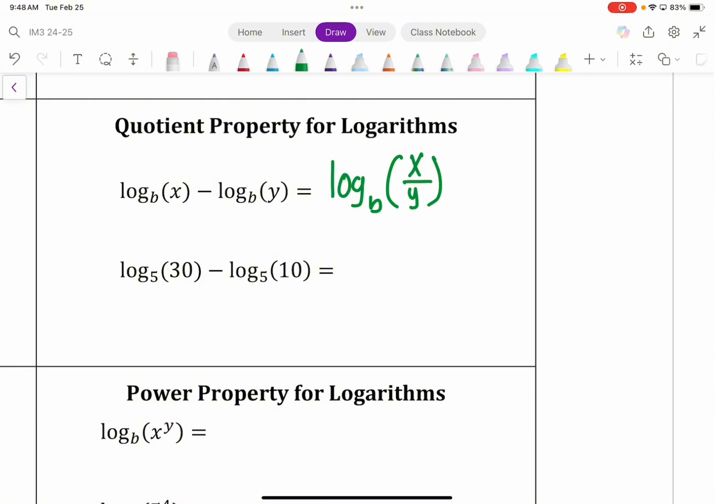And if we actually introduce some numbers to the mix, then we can do the following. Log base 5 of 30 minus log base 5 of 10 can be rewritten as log base 5 of what over what? Log base 5 of, what's the first number? 30. Second number is 10, so 30 over 10. What does 30 over 10 reduce to? 3. So we can rewrite this as log base 5 of 3.